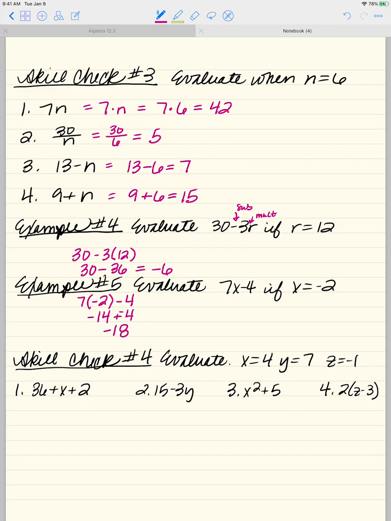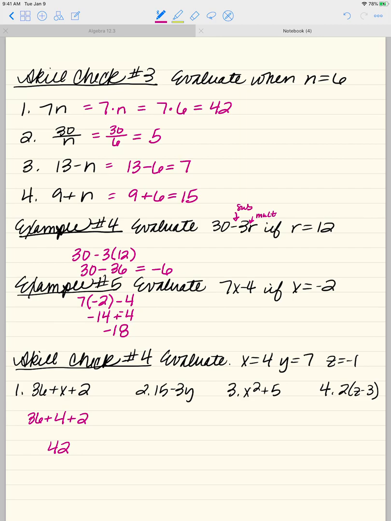Skill check number 4. Evaluate the expressions if x is 4, y is 7, and z is negative 1. Number 1, 36 plus x plus 2. 36 plus x is 4 plus 2. 36 plus 4 is 40 plus 2 is 42.